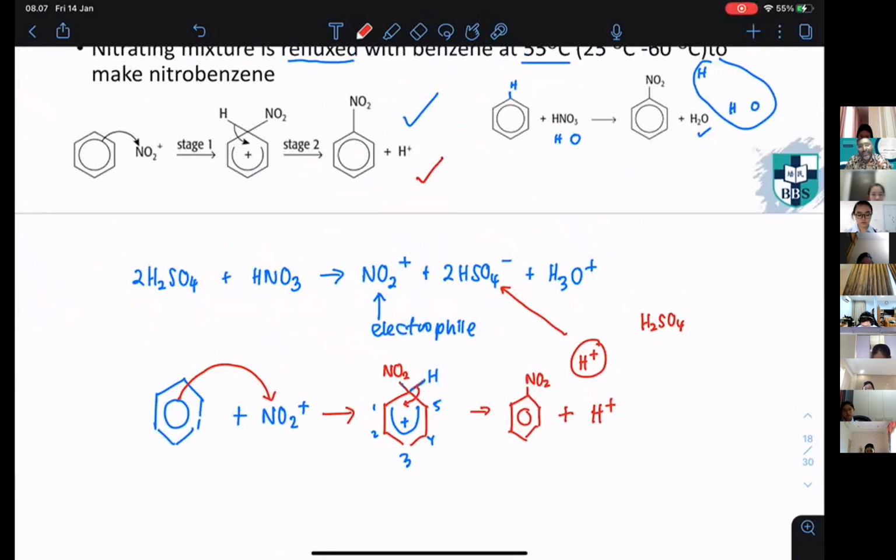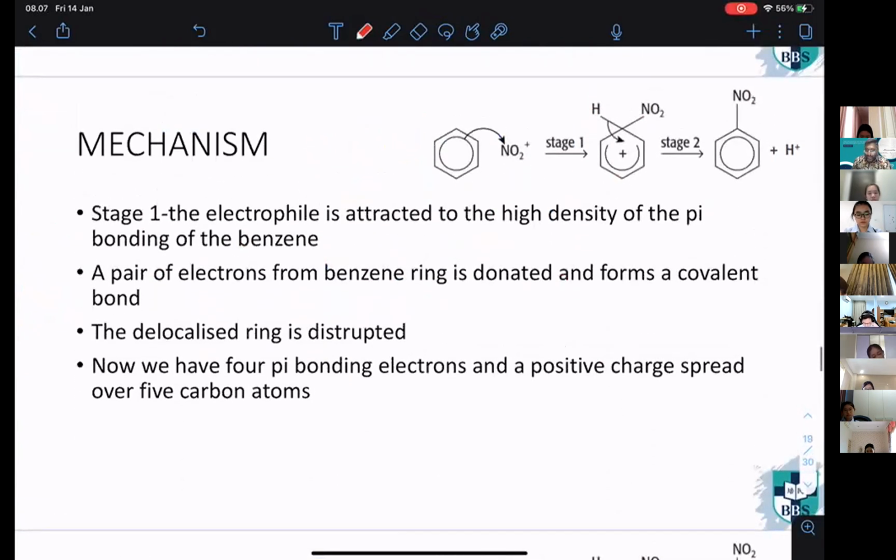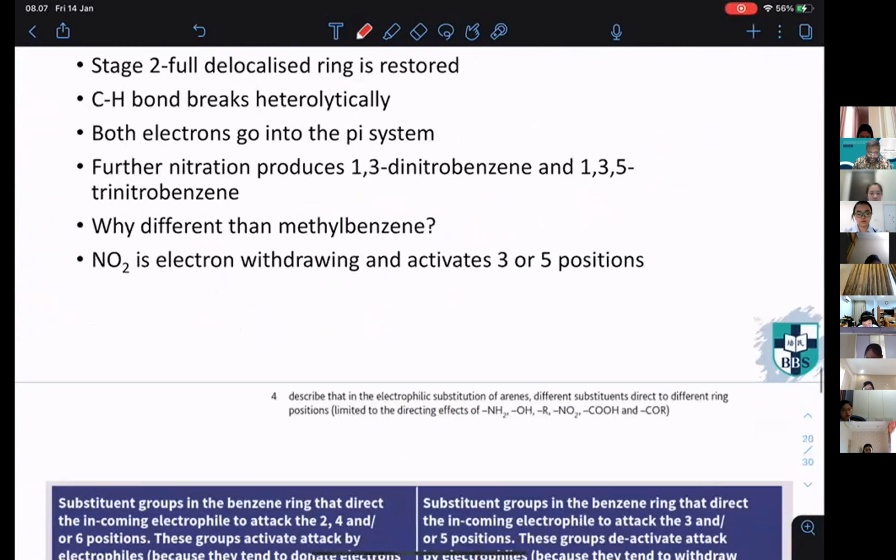So this is the stage. The explanation over here I already explained, so I will not go through the mechanism. The mechanism is all here, so we will just skip these notes.